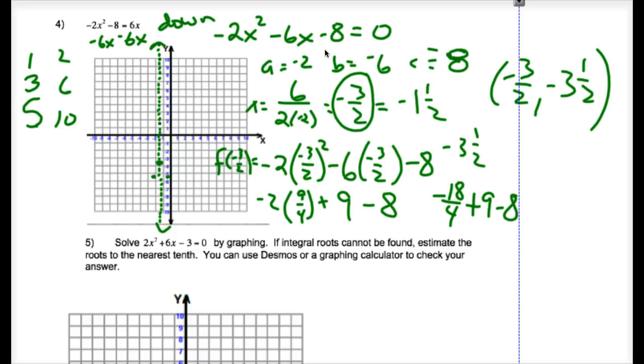1, 2, 3, 4, 5, 6, and over a whole one. Remember, you're still in the halves, guys, when you do this.